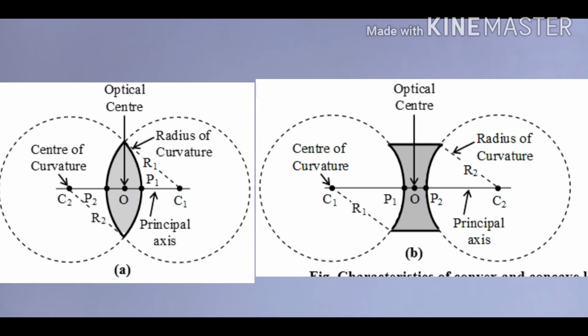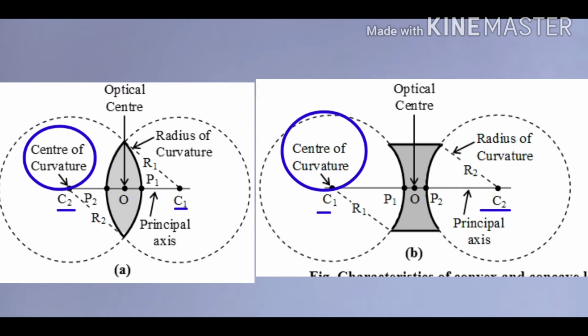A lens, either a convex lens or a concave lens, has two spherical surfaces. Each of these surfaces forms a part of a sphere. The centers of these spheres are called centers of curvature of the lens. The center of curvature of a lens is usually represented by the letter C. Since there are two centers of curvature, we may represent them as C1 and C2.